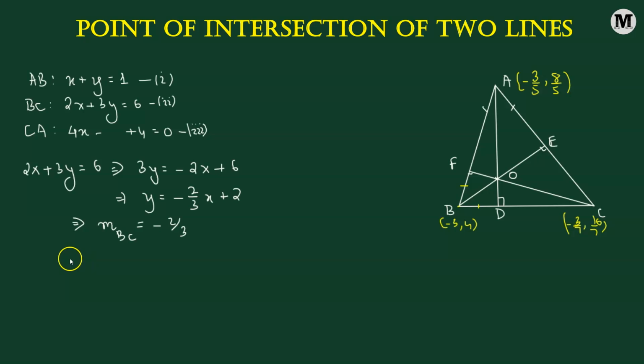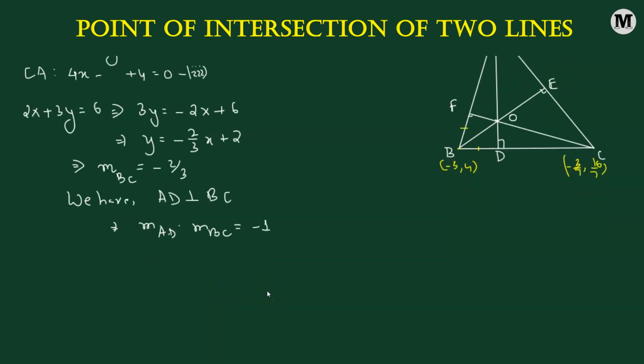Now here we have AD perpendicular to the side BC, and this simply implies that if we take the slope of the line AD and multiply it by the slope of the line BC, they must give us negative 1. That is the rule.